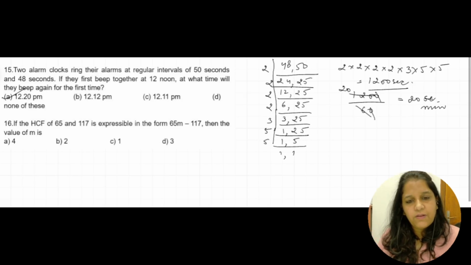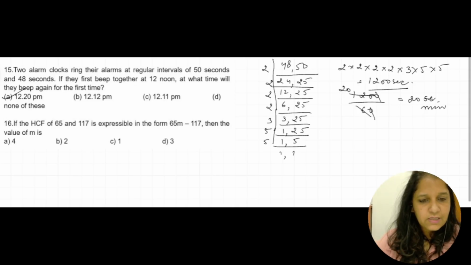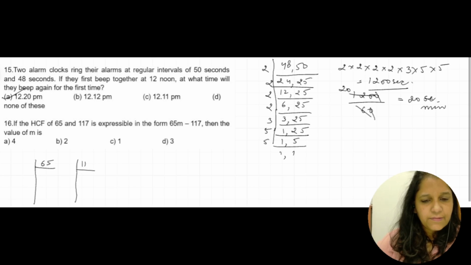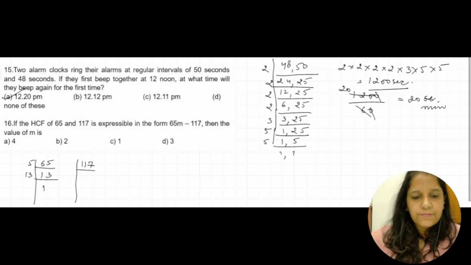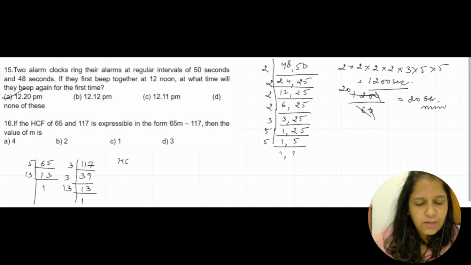If HCF of 65 and 117 is expressible in the form of 65m minus 117, the value of m is? So इसको निकालने के लिए पहले हमको क्या करना पड़ेगा 65 और 117 का HCF निकालना पड़ेगा. 13 and 13 minus 13. So HCF कितना आ गया? HCF is equal to 13.